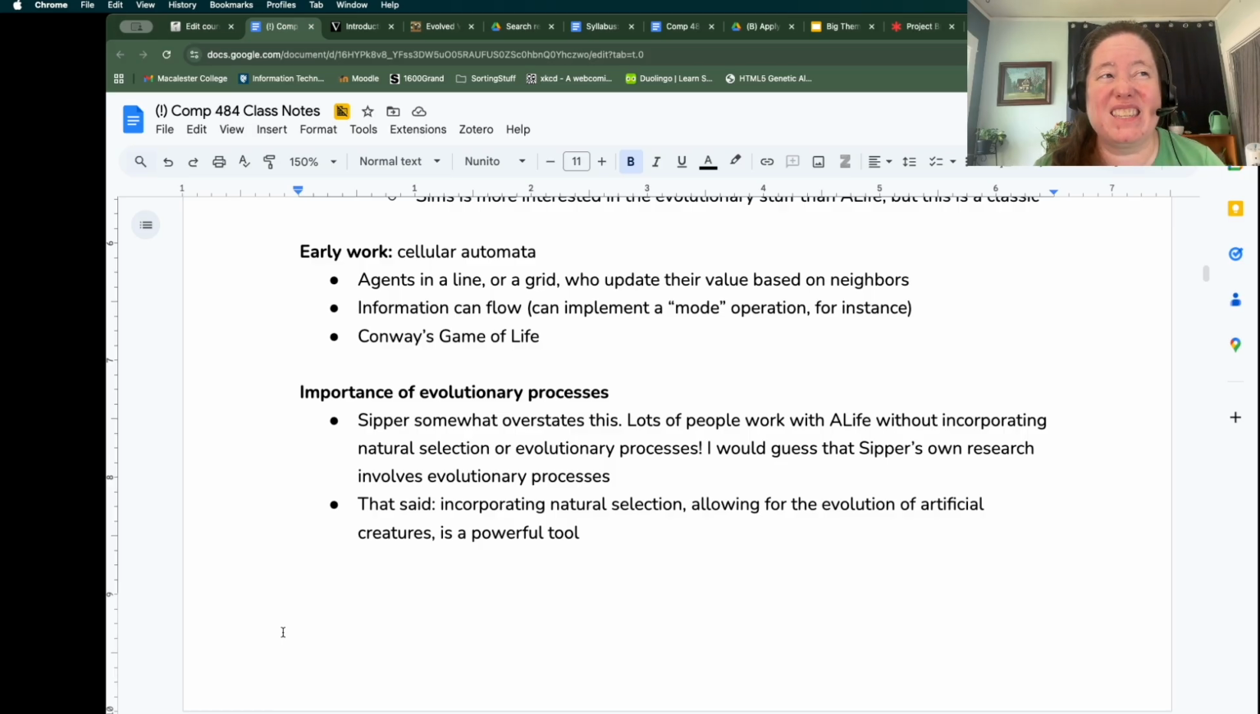Lots of people have extended that work with cellular automata in very, very interesting ways, including using genetic algorithms and genetic programming. There is, as I said, a strong emphasis on evolutionary processes. I assigned you to read this paper by Sipper. I feel like the paper kind of overstates this because there's lots of work that would count as artificial life that's not particularly focused on evolution. But evolutionary processes are an interesting and important piece.